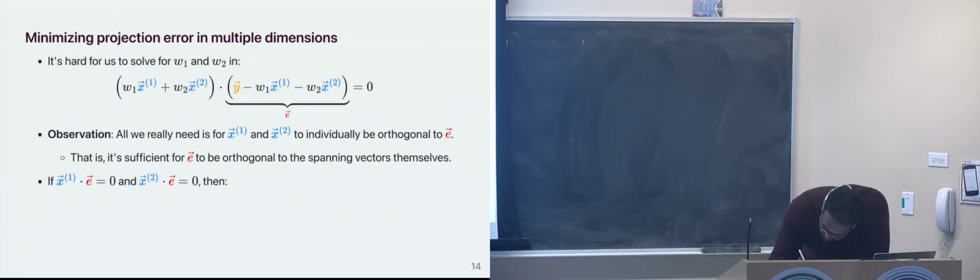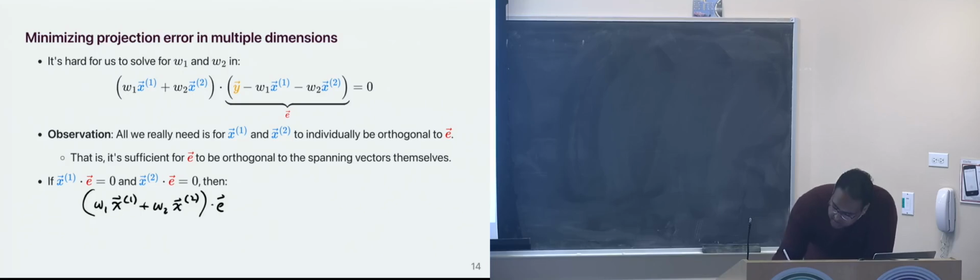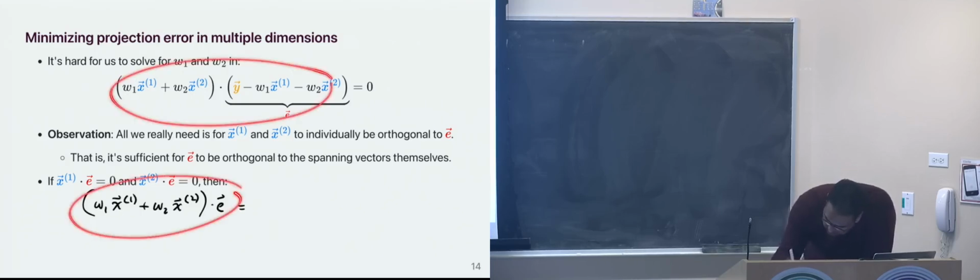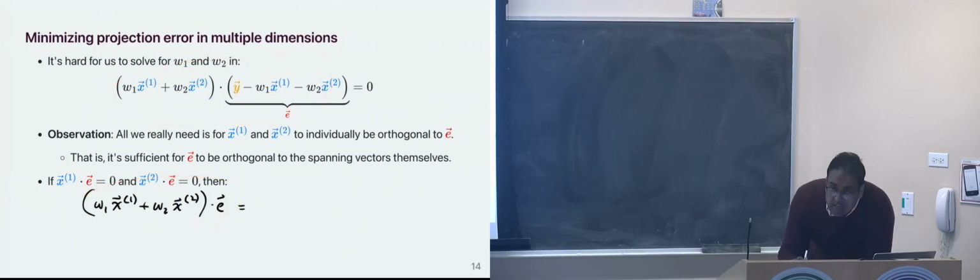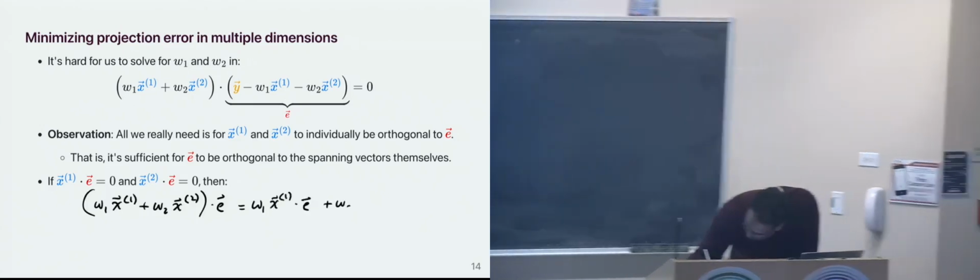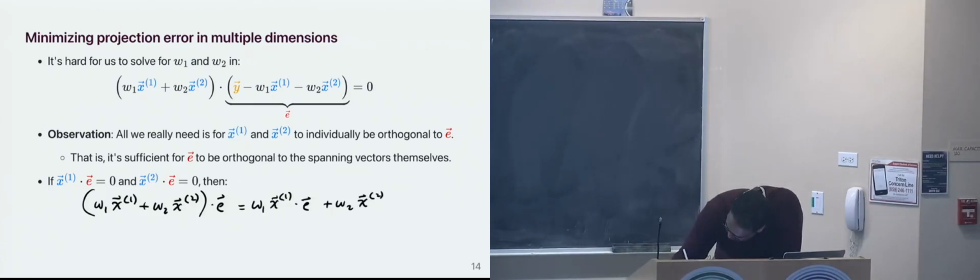Let's think about what w1 x1 plus w2 x2 dot producted with my error vector might look like. How can I simplify this? Notice this is exactly what I have here. I can use, again, the distributive property of my dot product. I can write this as w1 x1 dot e plus w2 x2 dot e.